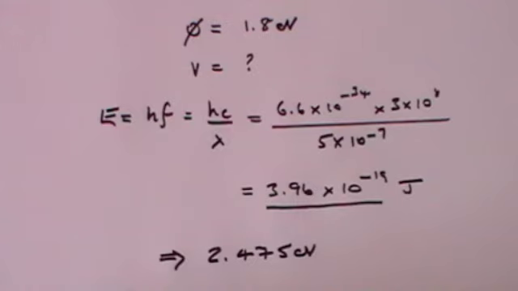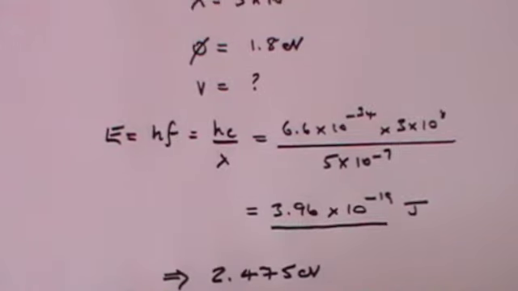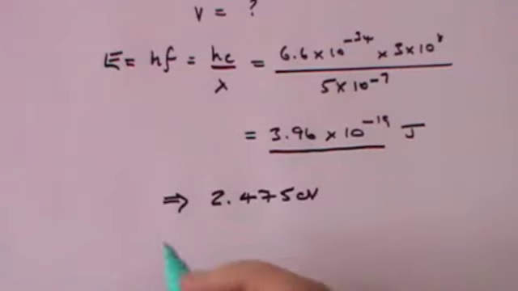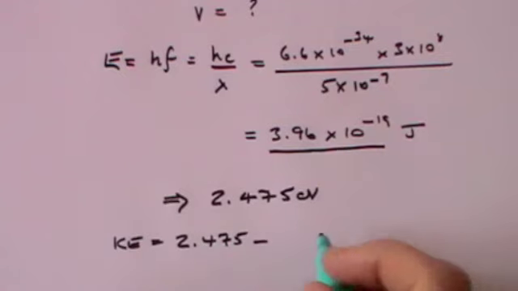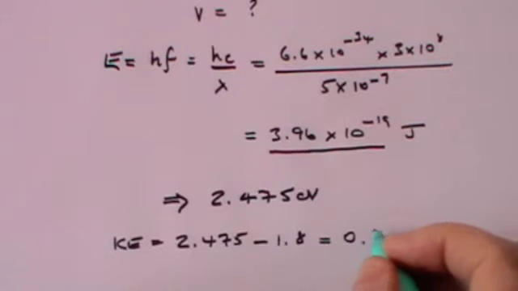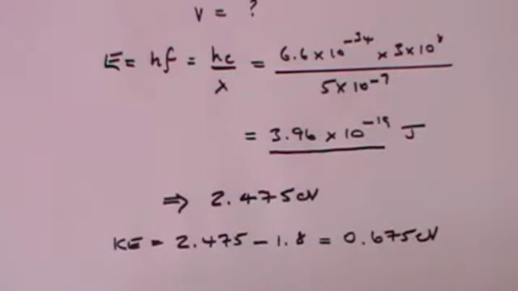Now we know that phi is 1.8 electron volts, and the energy of the incident photon is 2.475 electron volts, and that would mean that electrons would emerge with a kinetic energy of 2.475 minus 1.8, which is 0.675 electron volts. And energy in electron volts is the energy that one electron gets when it is accelerated through a voltage of 1 volt.